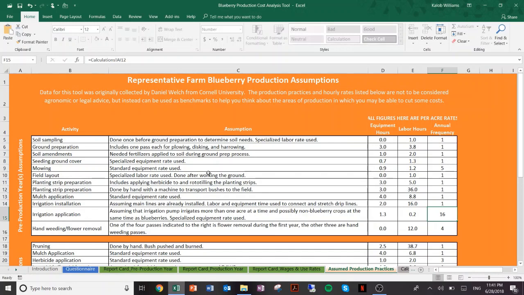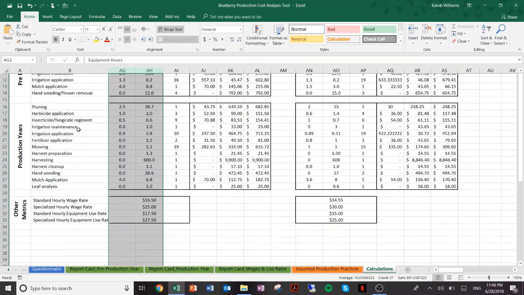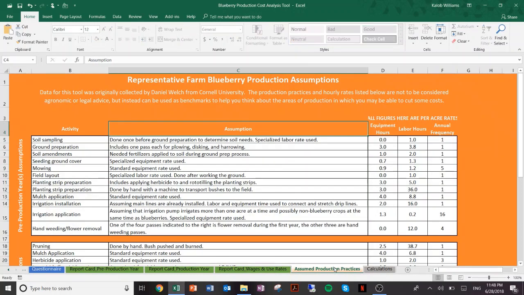One very important thing to note is that, as you've noticed, all of these are about production practices, and we have totally skipped over all of the different inputs. And that was on purpose. The intent of this practice was to look specifically at your production practices and not at your inputs. And the last tab then is the calculations tab. Don't worry about this tab at all. You'll see it's got a very similar format, but it just feeds the report card tabs and some of the assumed production practices.